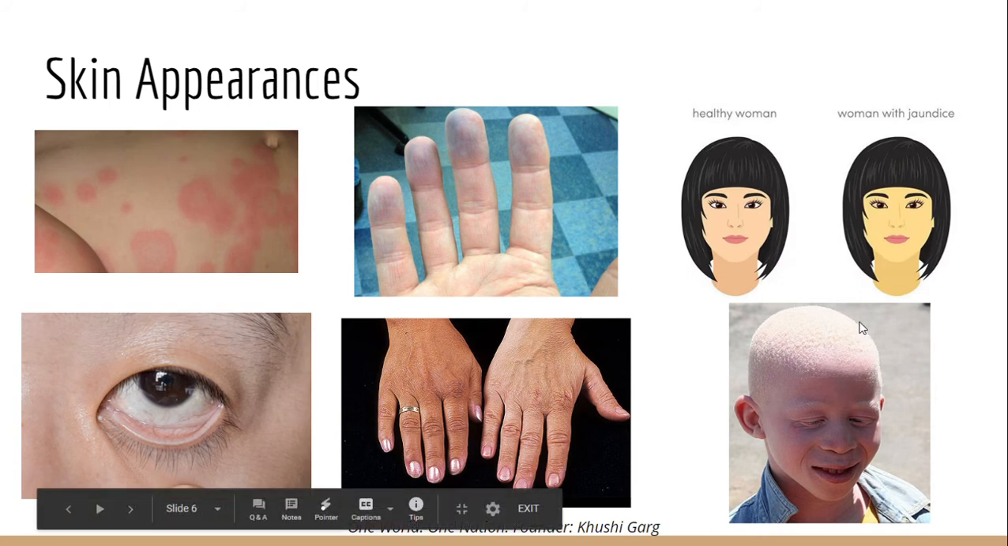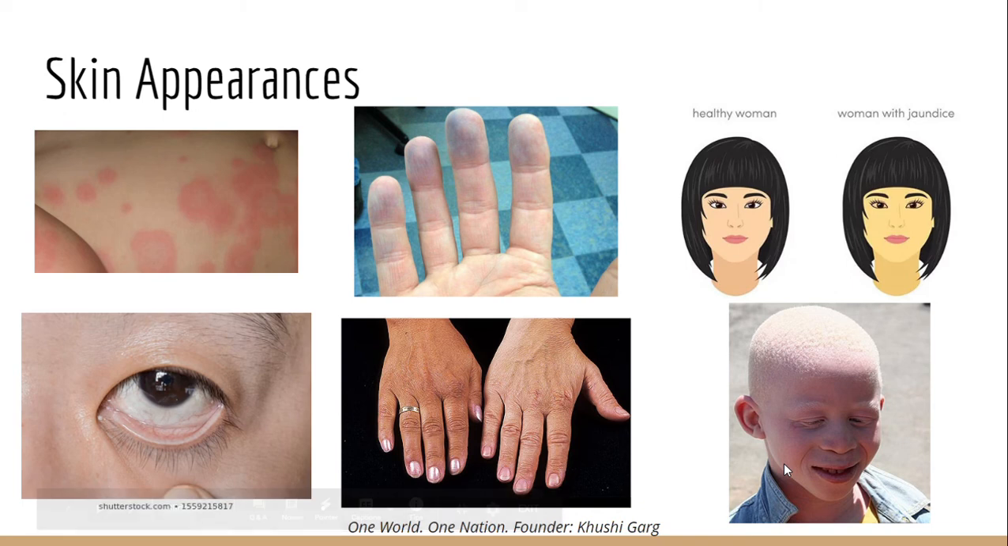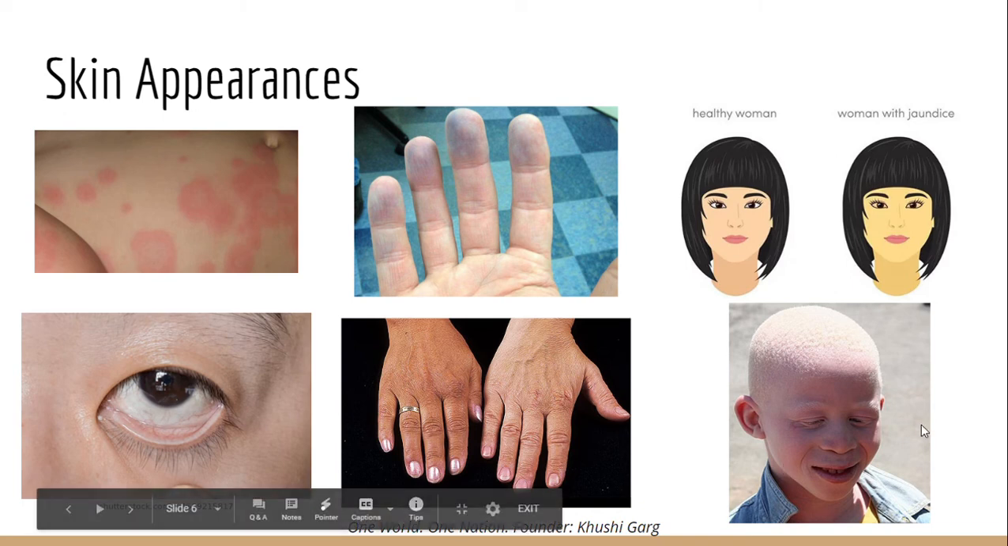Finally, there's also a case known as albinism. Remember when I talked about melanocytes and how they provide color to your skin? Well, albinism is when a person cannot produce melanin from the melanocytes, and so there's no color to their skin.